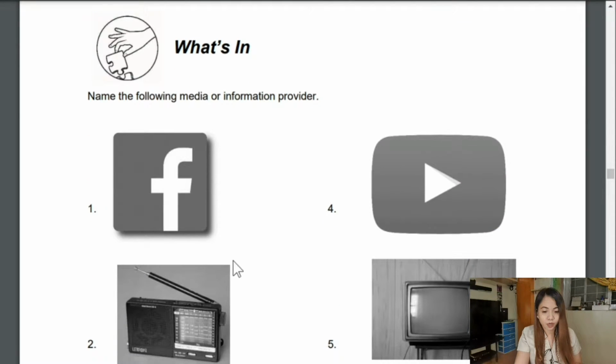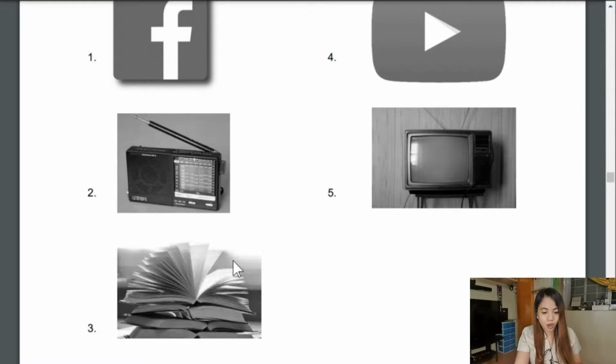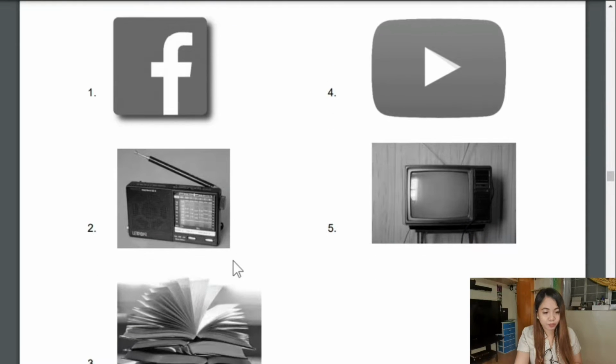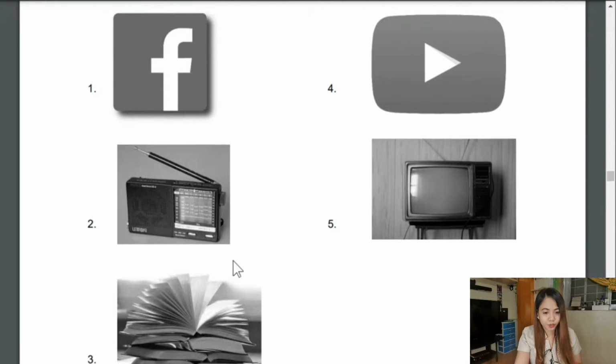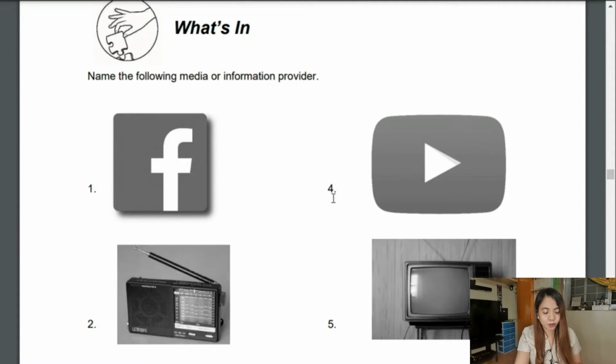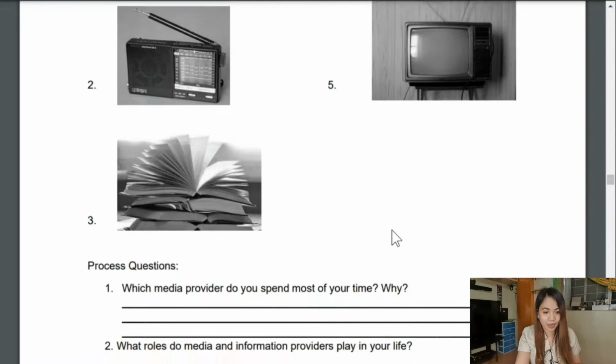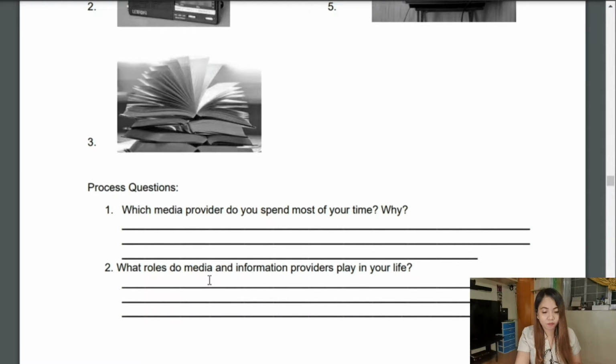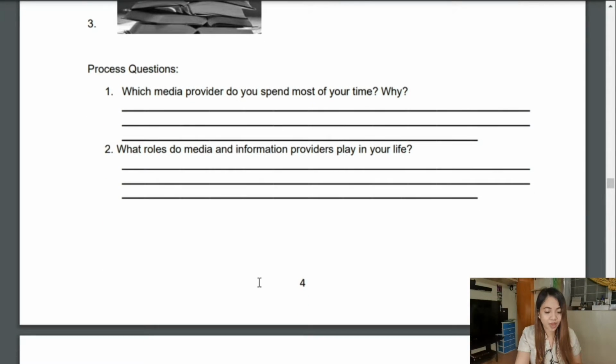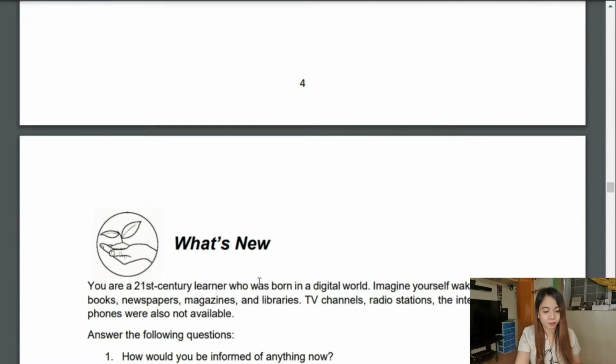Next one, let's have what's in. For this part, there are 5 pictures here. You're going to identify what these logos are, and then you're going to answer the process questions, which are: which media provider do you spend most of your time on and why? And what roles do media and information providers play in your life? Again, you will be answering in a separate sheet of paper.